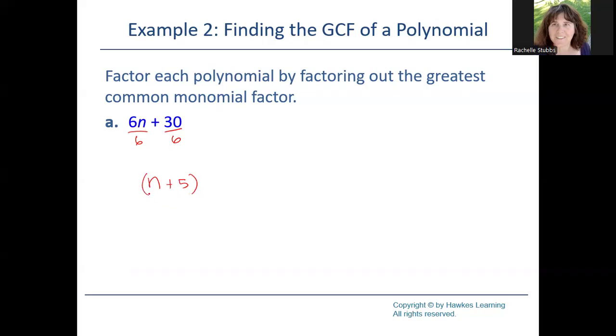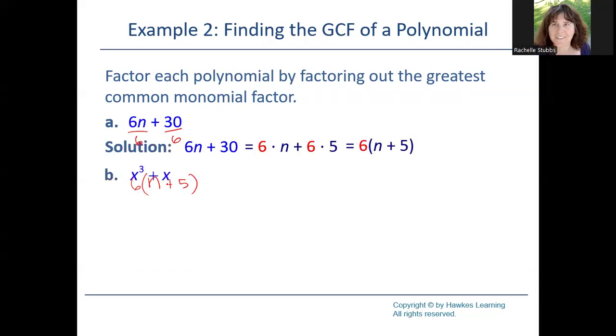It's like we're undistributing. If I distributed this, I'd get back to here, wouldn't I? So I'm undistributing. That's what we're doing. We're breaking it back down into its factors. So one of the factors is 6 and the other one is n plus 5. Okay, so undistribute.